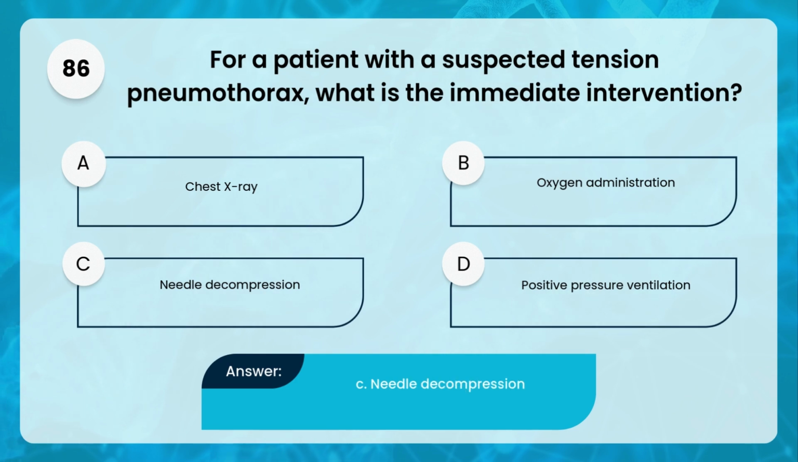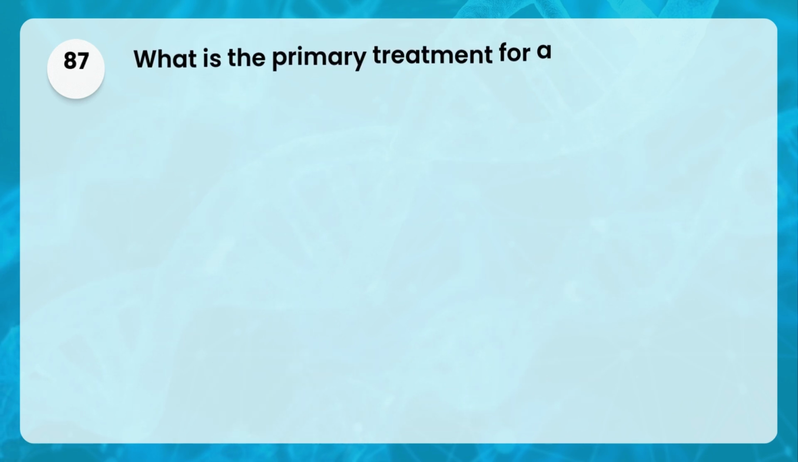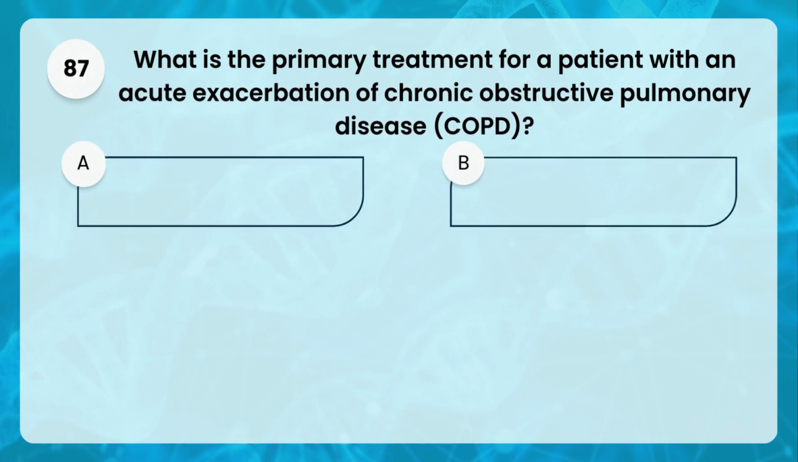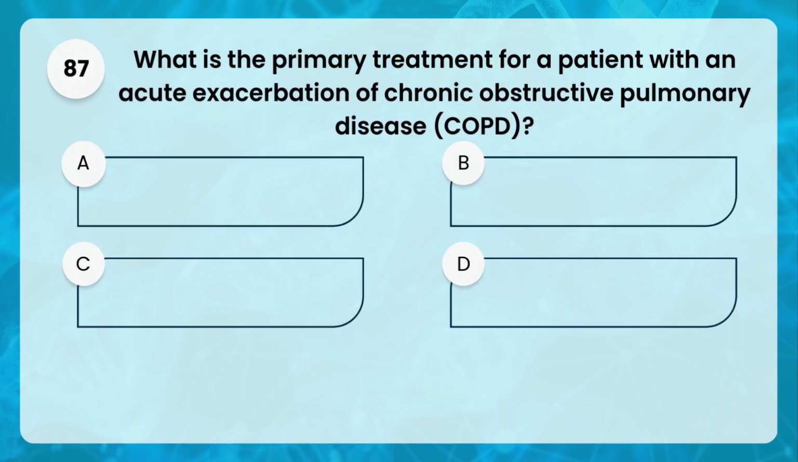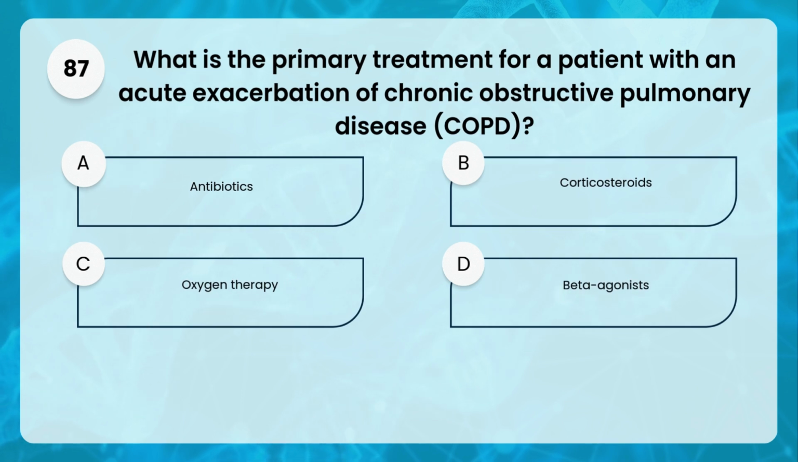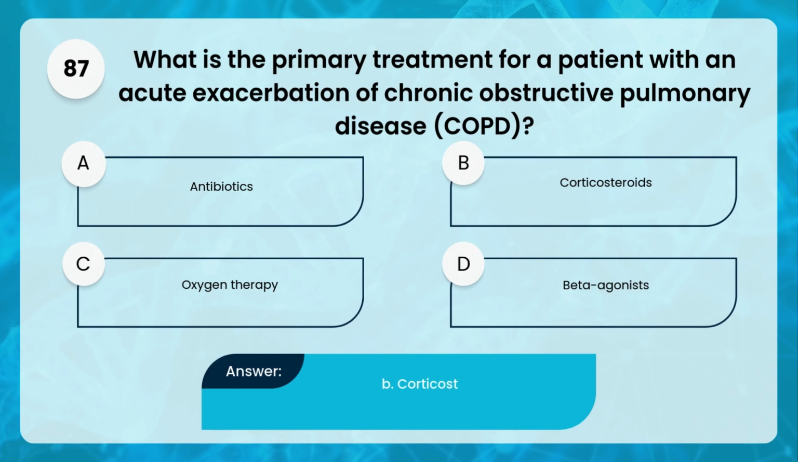Needle decompression. Number 87. What is the primary treatment for a patient with an acute exacerbation of chronic obstructive pulmonary disease, COPD? A. Antibiotics. B. Corticosteroids. C. Oxygen therapy. Or D. Beta agonists. The answer is B.